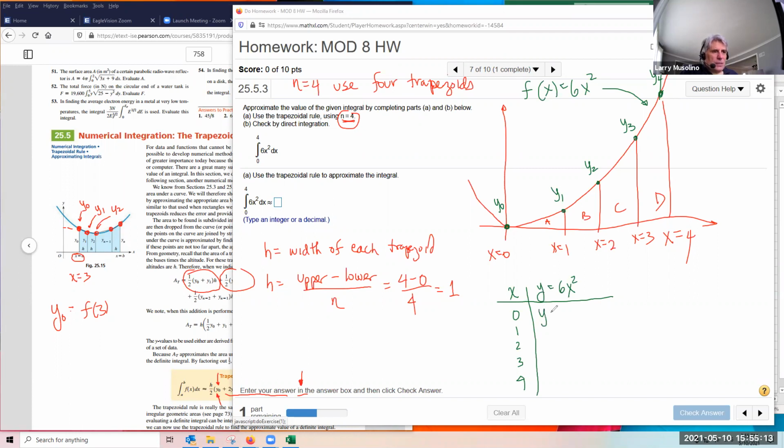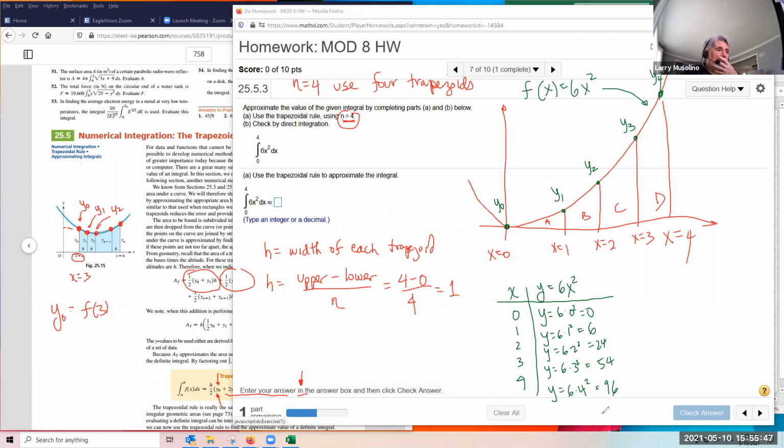So this is going to be 6 times 0 squared, which is 0. This is going to be 6 times 1 squared, which is 6. Then 6 times 2 squared, which is 24. 6 times 3 squared, which is 54. And 6 times 4 squared, which is 16 times 6, 96.